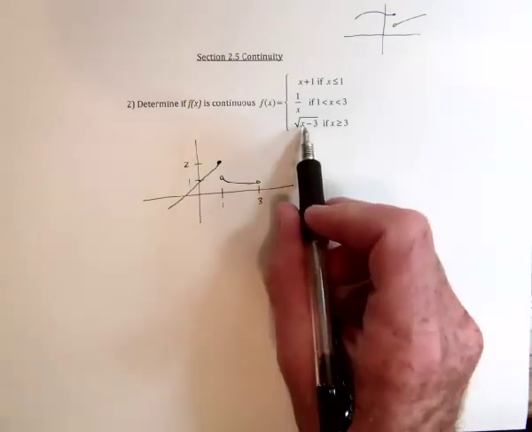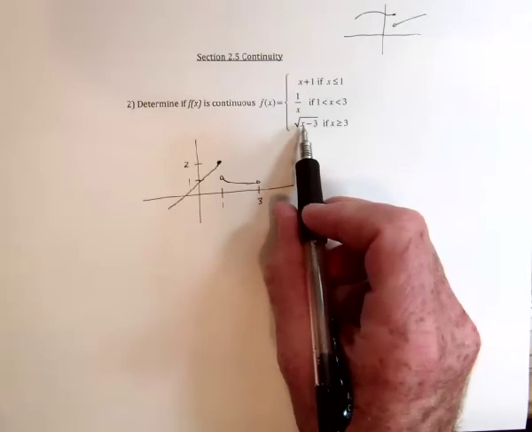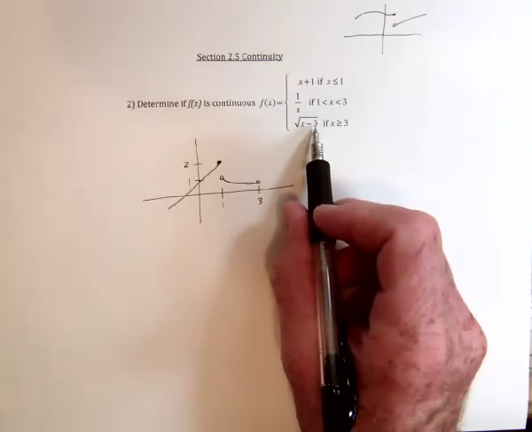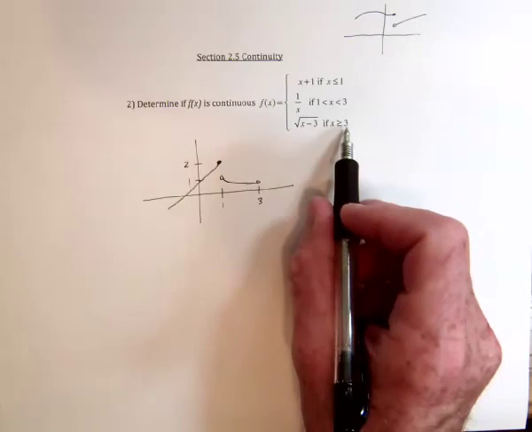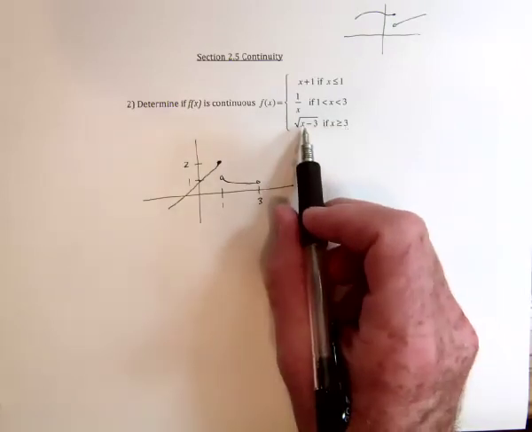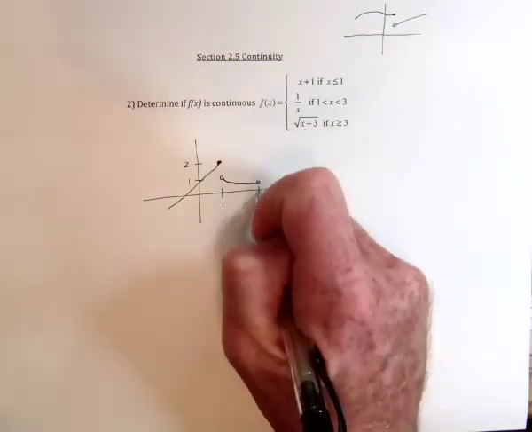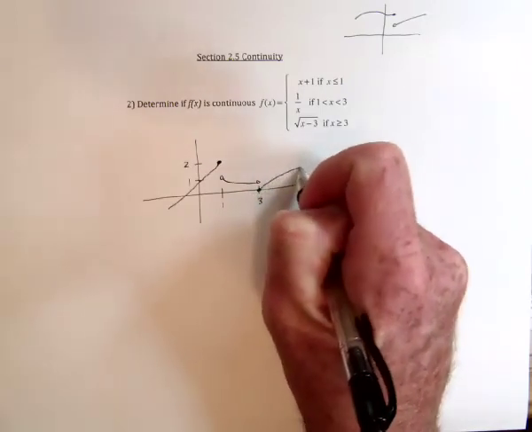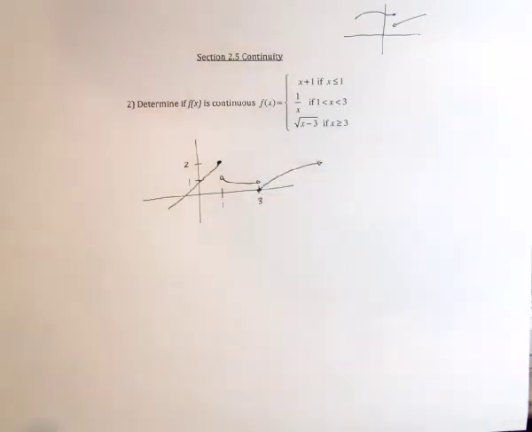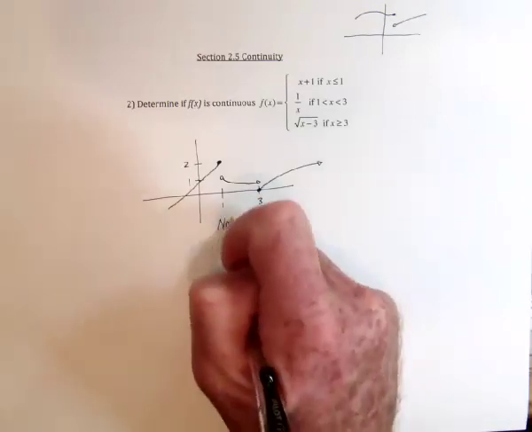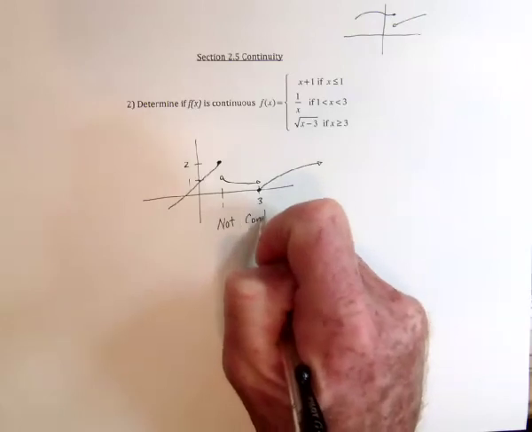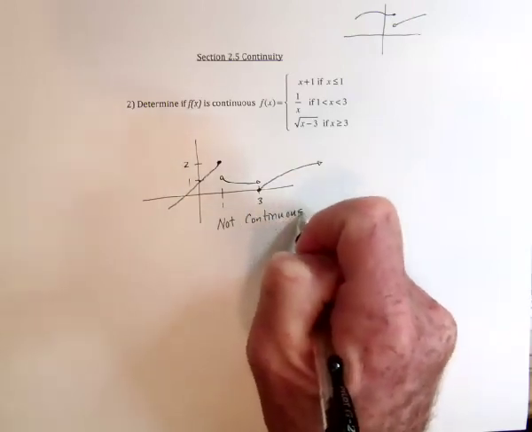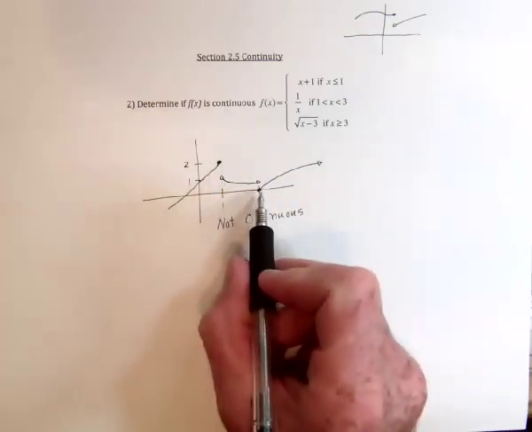And next, this is the square root function, but it's been shifted over to the right by 3. Or in other words, if you substitute a 3 in there, you get the square root of 0, which is 0. So that's starting at a height of 0, and then the square root function just gradually goes up and up like that. And so this function is very not continuous. It's got two major gaps.